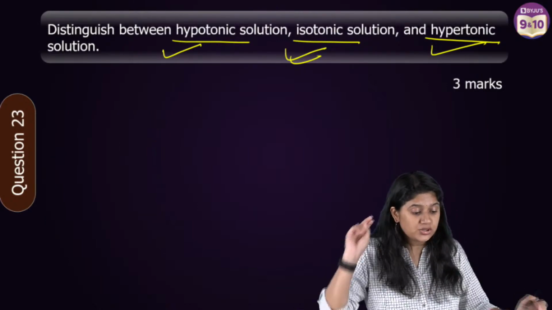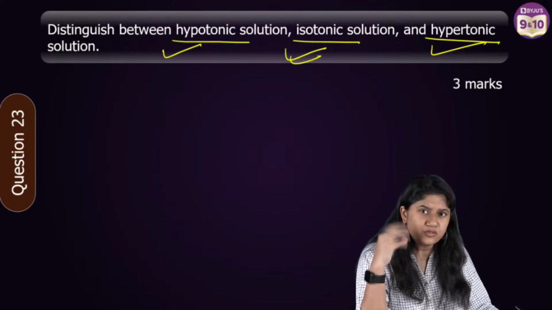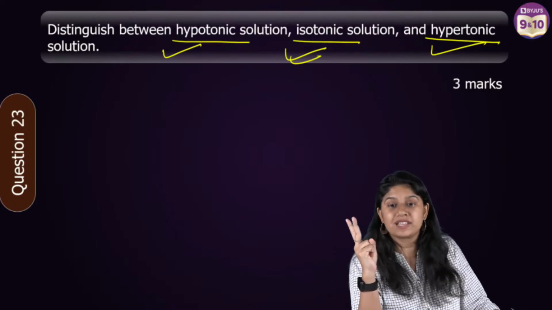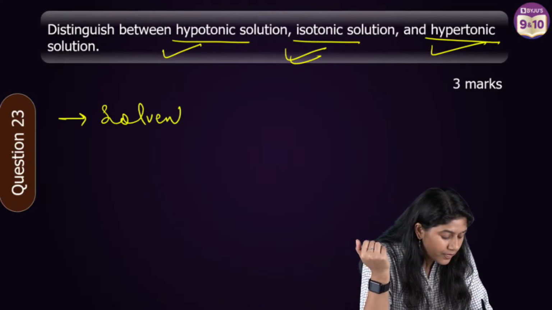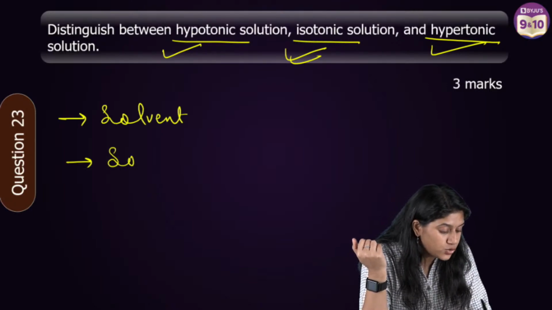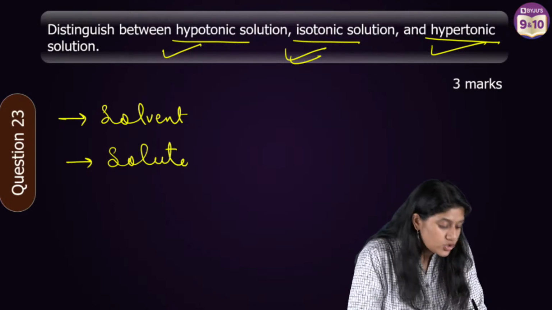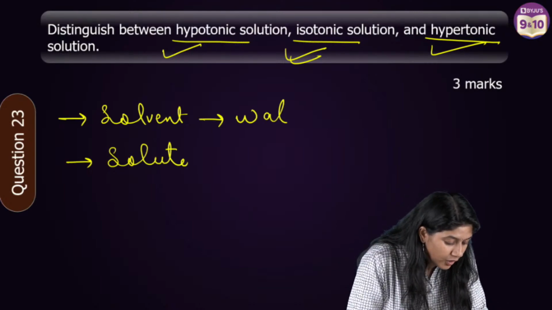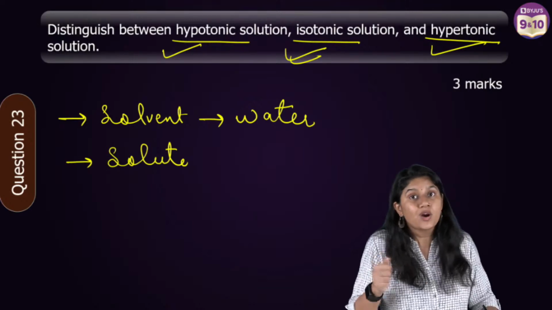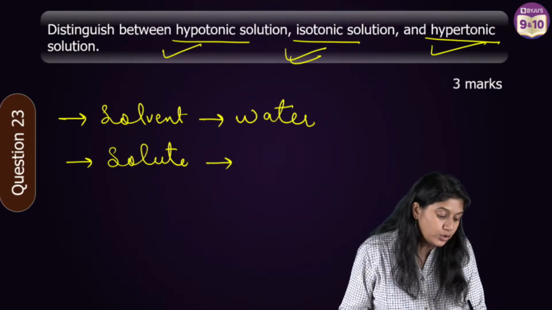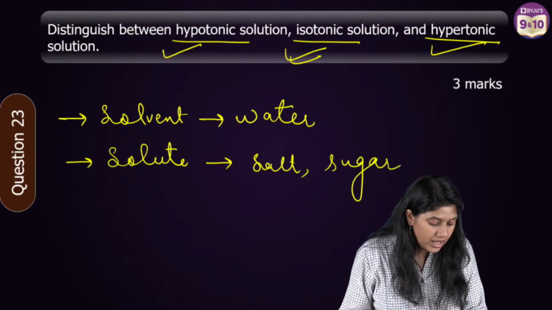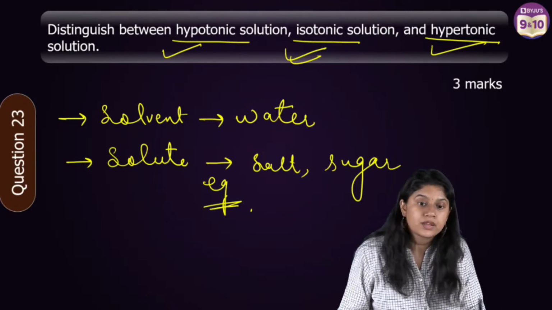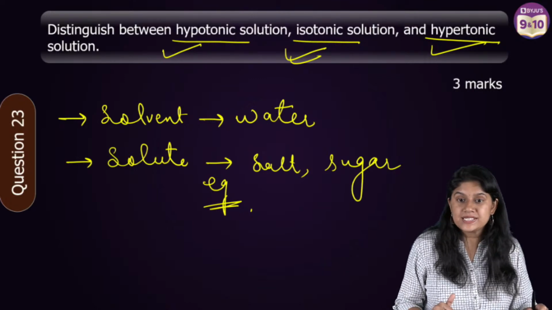Now, in any solution, we have to remember two important things, everyone. What is a solvent? And what is a solute? The solvent is the one that allows things to get mixed in it. That is the water over here. The solute could be, for example, sugar and salt. Everyone, are we clear? Yes?